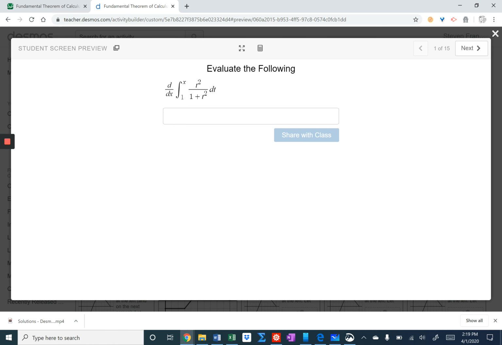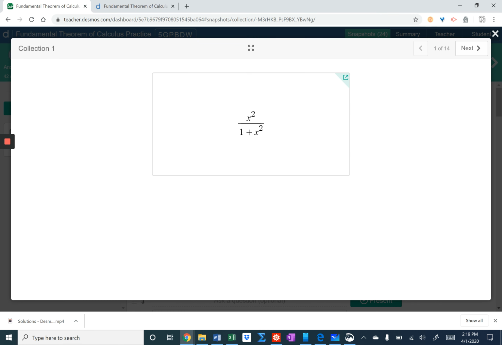So in this example here, this is one of the answers given by the class, the t's become x's. It's just that simple. The integral and the derivative cancel with each other, and with that cancellation, we end up with the integrand as a function of x instead of a function of t.